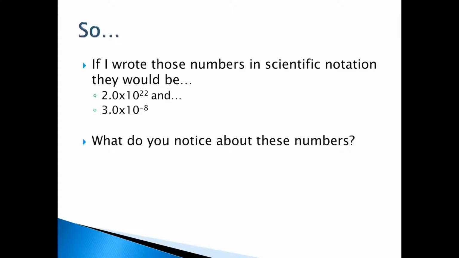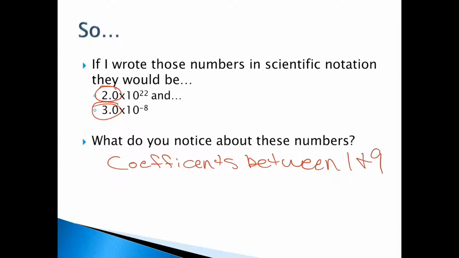So looking at these two scientific notation numbers, what do we notice about them? Well, first thing, is our coefficient between 1 and 9? Well, this one's 2, this one's 3. Yep, so the coefficient is in the right location. Are they both times 10? Looks like it. They both have a times 10 there. What about the exponents? What do we notice about the exponents?